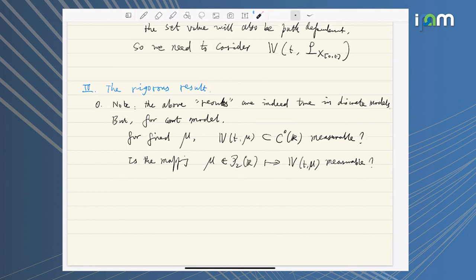Then I was wise to skip that. Okay, good. And then naturally, we consider epsilon equilibrium.